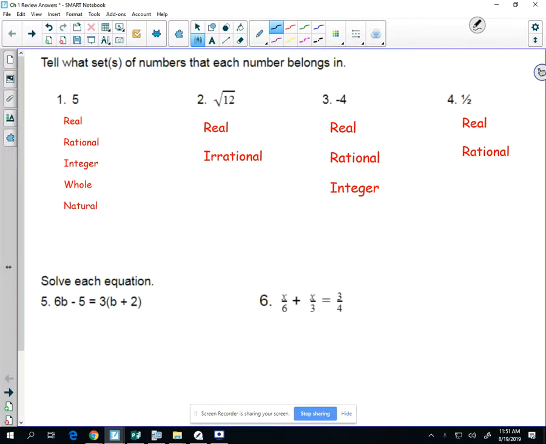Okay, guys, since our test is tomorrow, I wanted to go over the solutions of this so that you could check them and then you could see me during homeroom tomorrow or before school if you have questions. So the first one is the types of numbers.